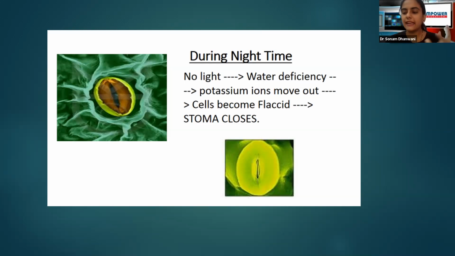Correct. So exactly the opposite thing happens at night time. There is no light, so there is going to be water deficiency, potassium ions will start moving out, the cells will become flaccid and the stoma will close. Now what is flaccid? Flaccid means cells are shrinking, they are losing shape. When they lose shape, they are going to close. So that is how the stoma is closing.